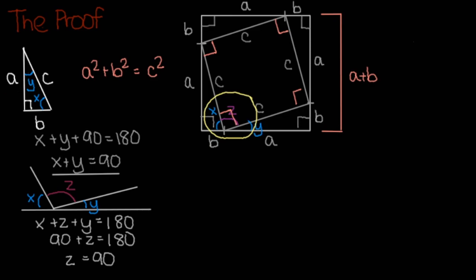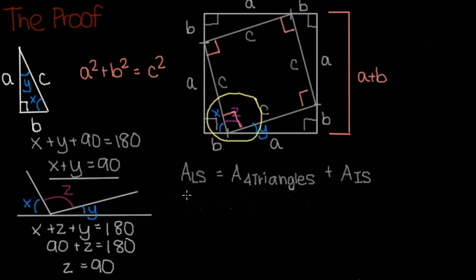And that observation is that the area of the larger square, that is the square of side length a plus b, is equal to the area of the four triangles, the four identical right triangles in this figure, plus the area of the inner square, the square of side length c. And now, what is the area of the larger square? Well, the side length is a plus b, thus the area must be a plus b whole squared.